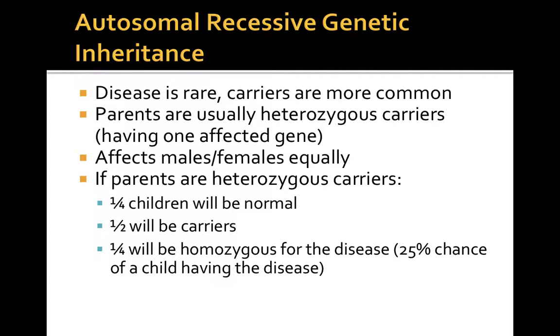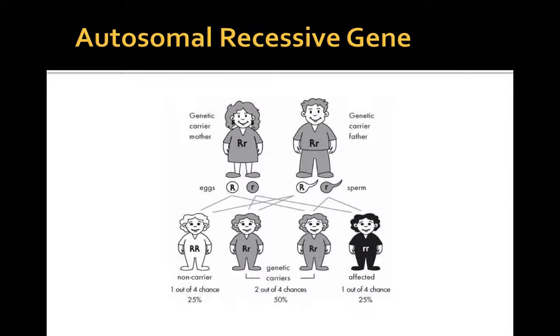Another example of an autosomal recessive genetic inheritance is Tay-Sachs disease. Approximately 80% of the individuals diagnosed with Tay-Sachs are of Jewish ancestry. PKU is another example, and it's most commonly found in Caucasians. And color blindness is also an example of autosomal recessive genetic inheritance. This is an illustration of the autosomal recessive gene.